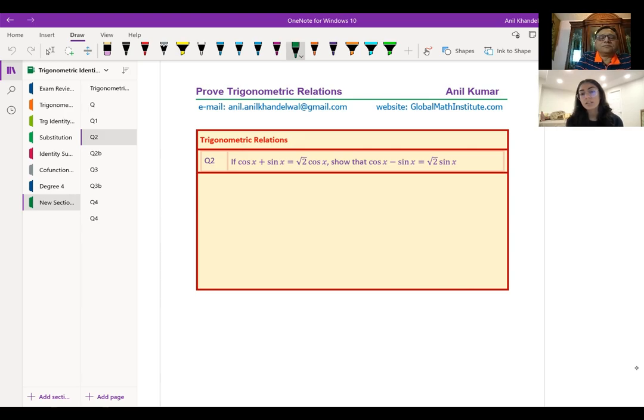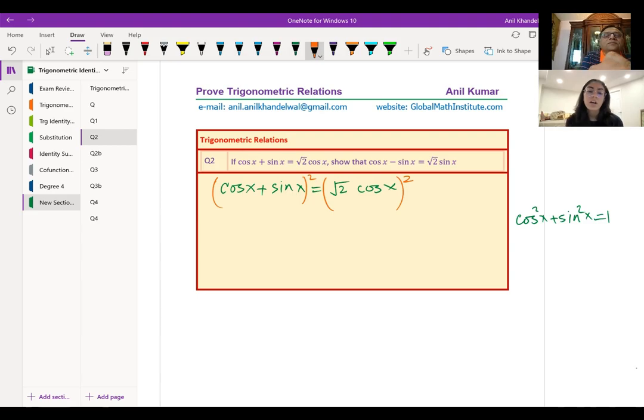cos squared x minus sine squared x equals cos 2x. We know that cos squared x plus sine squared x is 1, right? In this case, we are given cos x plus sine x equals square root of 2 cos x. We are given this, so we can square both sides. Then we get cos squared x plus 2 cos x sine x plus sine squared x equals 2 cos x.